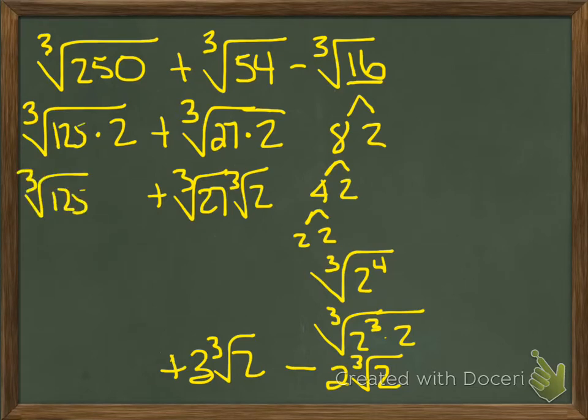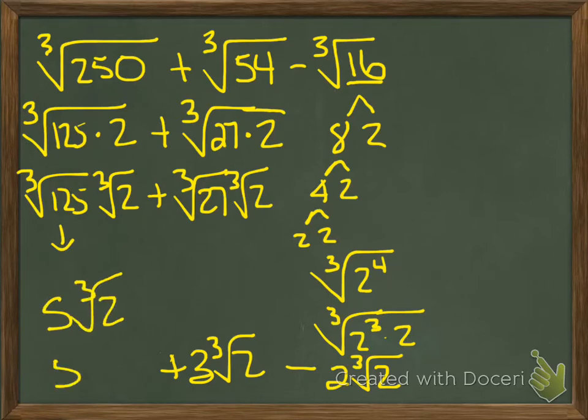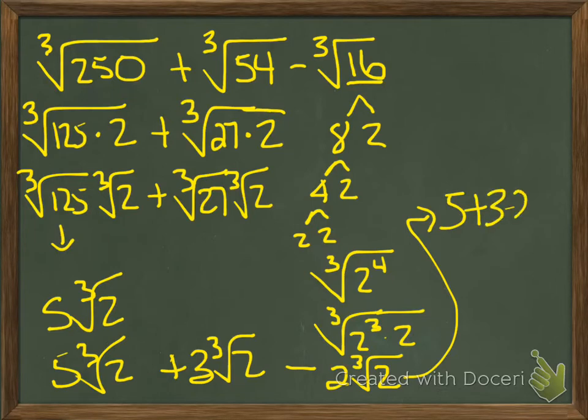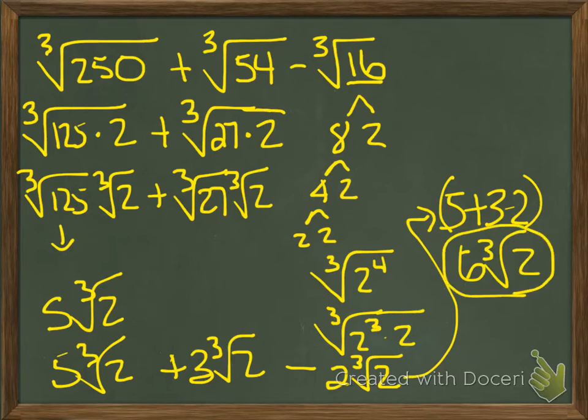Just like I do with square roots, I can take the cube root of 125 times the cube root of 2. My calculator tells me that the cube root of 125 is 5. So let me bring this down here so they're all on the same line. So now that I have all my radicals like 5 cube root of 2 plus 3 cube root of 2 minus 2 cube root of 2, that means I can combine the coefficients, and it's 5 plus 3 minus 2, and thus I end up with 6 times the cube root of 2 for my final answer.